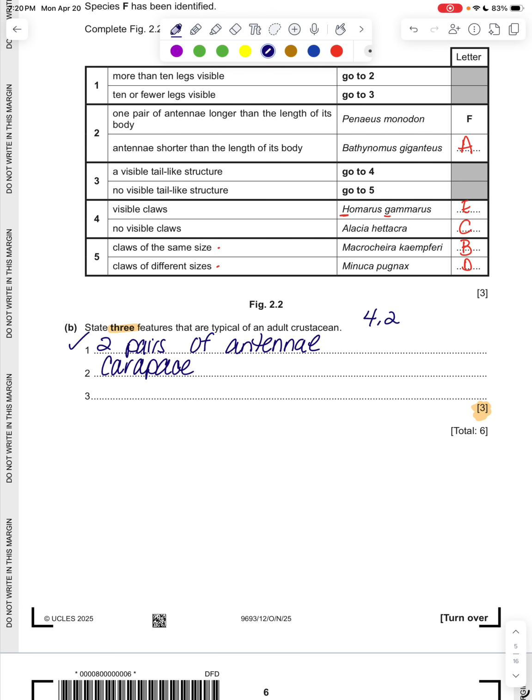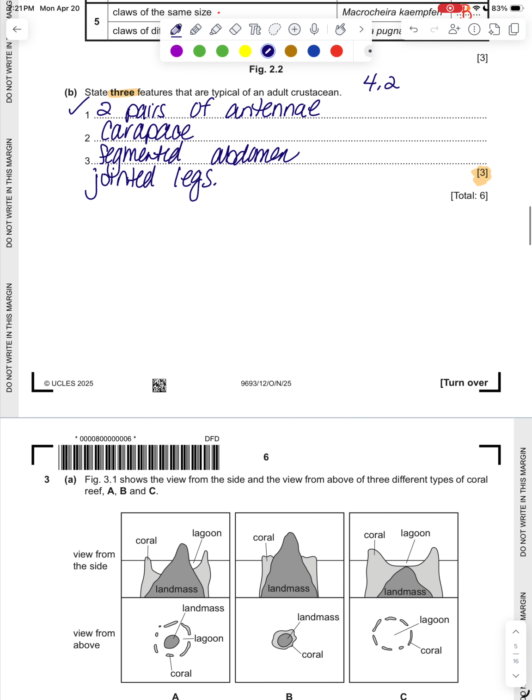The crustaceans: carapace, a segmented abdomen. And then the other one is going to be jointed legs. Now these are straight from the syllabus. That's that. When I say straight from the syllabus, it says in the syllabus, identify features of adult crustaceans as, etc.